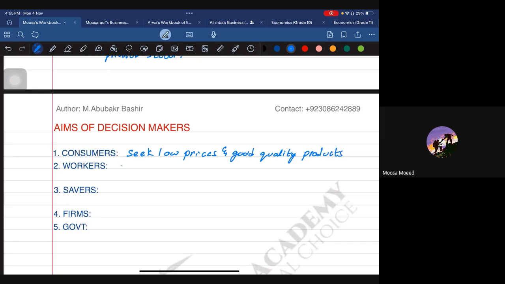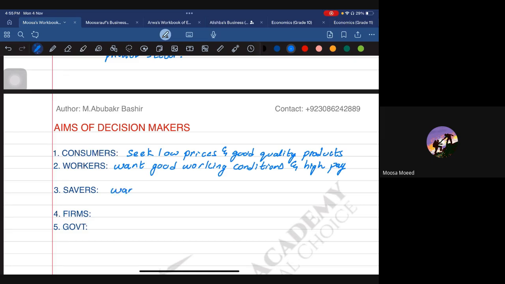Then, if you talk about the workers, they want good working conditions and high pay, right? So they want that their working conditions which are being provided are good, and apart from the working conditions, they are being paid well. And sometimes they also seek job security as well. No? So we are writing some general aims.